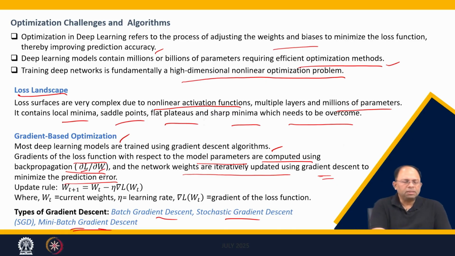So the update rule is w(t+1), which is the new weight, where w(t) is the current weight and eta is the learning rate, and this is the gradient of the loss function with respect to those particular weights that we are considering. So this is represented like this.